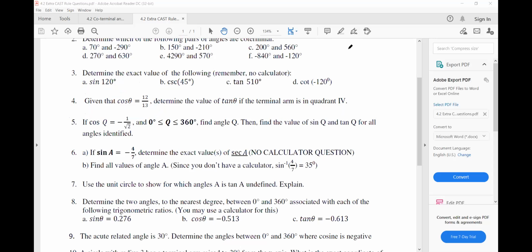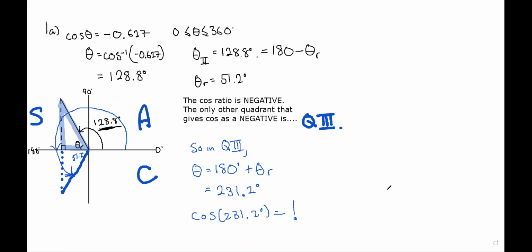I'm going to share a whiteboard just to copy. So if cosine of some angle equals 12 over 13, what is tan theta in quadrant 4? That's the question. I'll just give another minute.